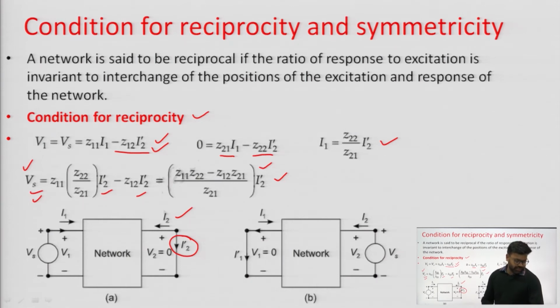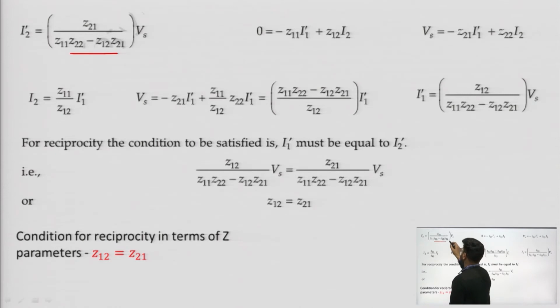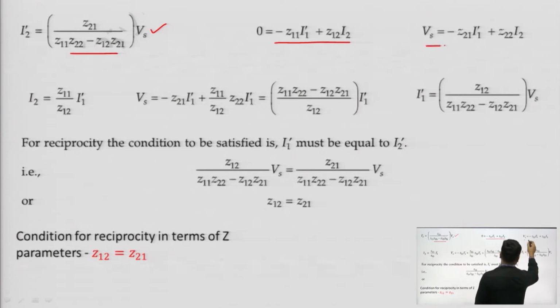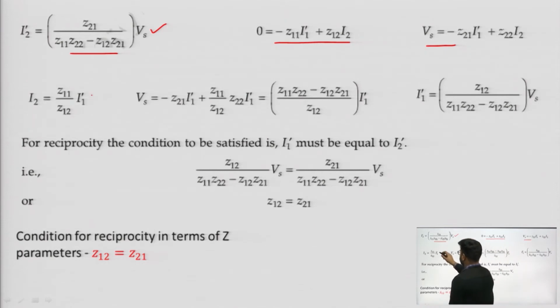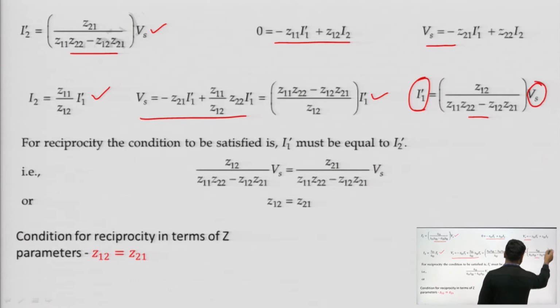Now, we will interchange the positions. Now, we have applied the source at port 2 and we are evaluating the response at port 1, that is I1 dash. So, I2 dash will be equal to Z21 by Z11 Z22 into V dash. So, 0 equals minus Z11 I1 dash plus Z12 I2. So, we get the value of I2. Now, we will put it in this equation. So, we will get the value of Vs in terms of I1 dash. So, I1 dash equals this. So, this is our response and this is our excitation.